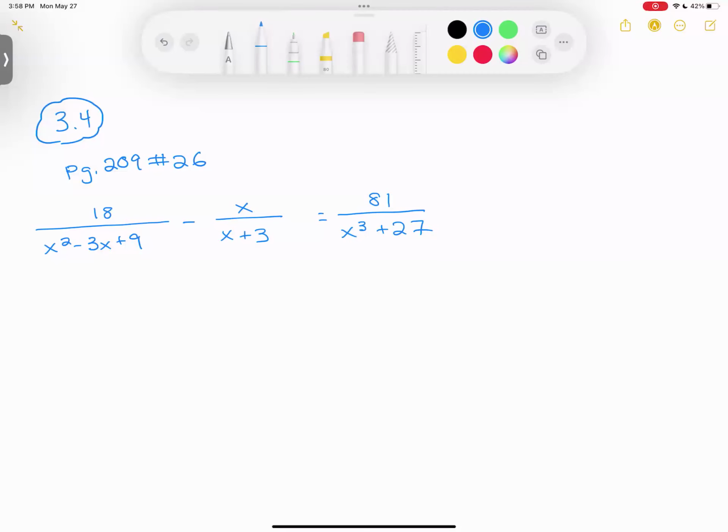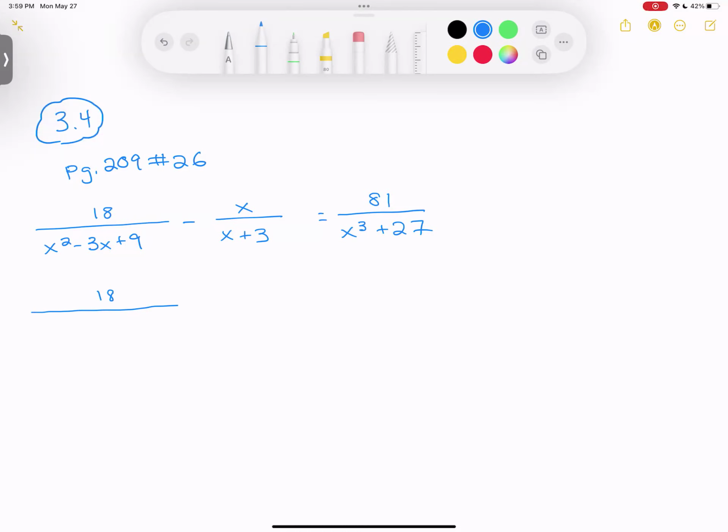Hi everyone. I just wanted to do one of the harder questions from section 3.4. So this is number 26. And so we've got a quadratic expression here in the denominator, which makes this a little trickier. So let's see if we can solve this. So we've got this quadratic, as I said, as our first denominator. So let's see if we can factor that.